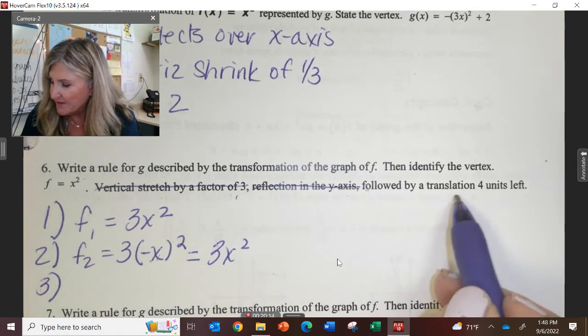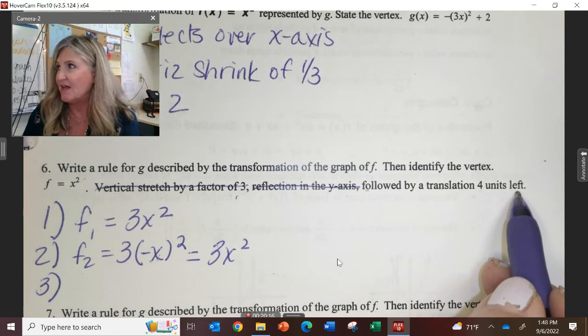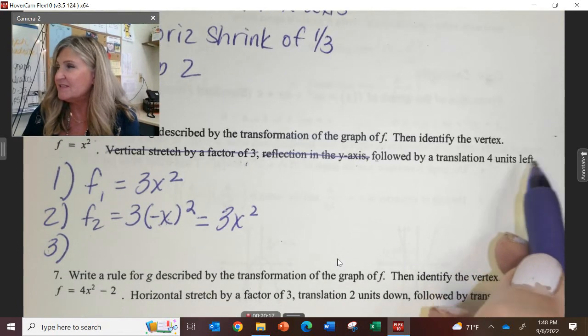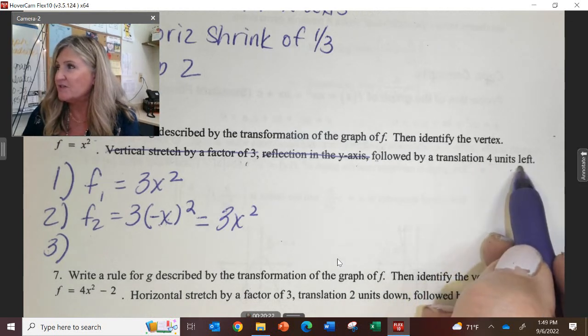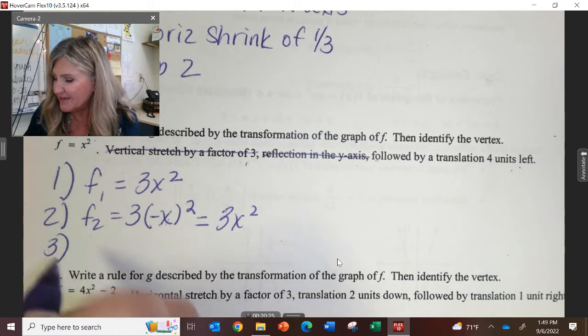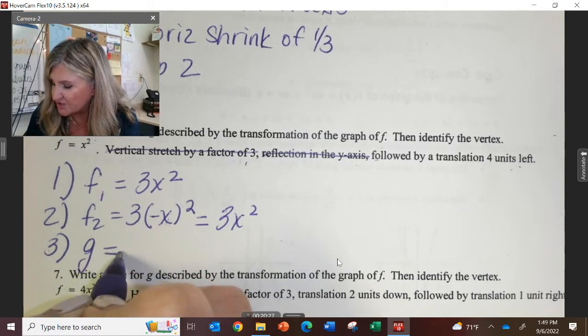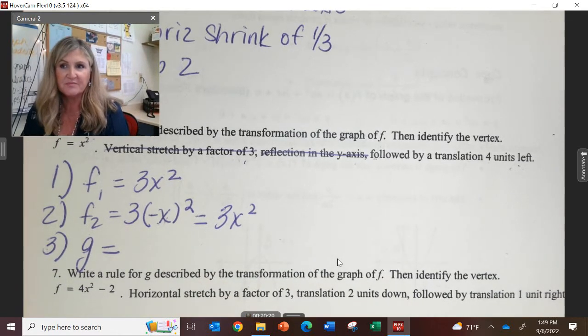Number 3, translation 4 units left. This is where people mess up. If I want to go 4 units left, I want you to think about what you think this final function should be. Anybody think they know?